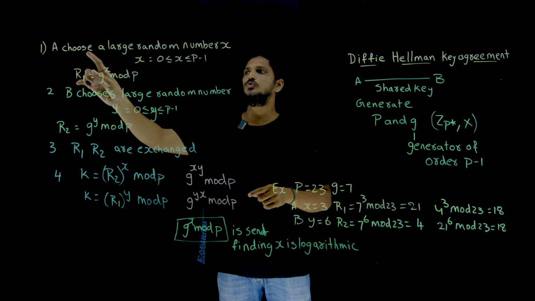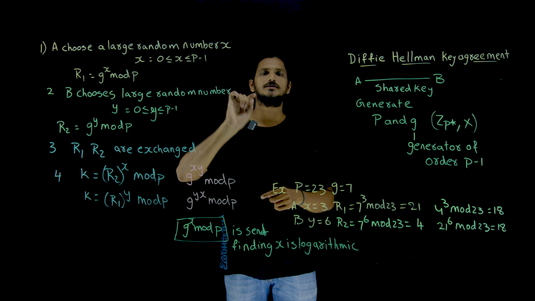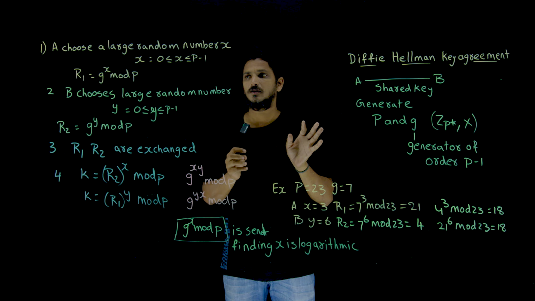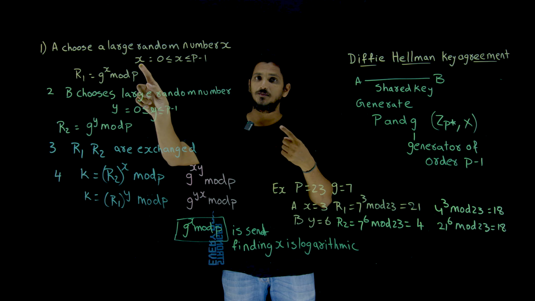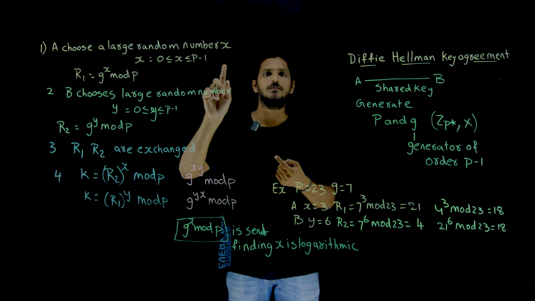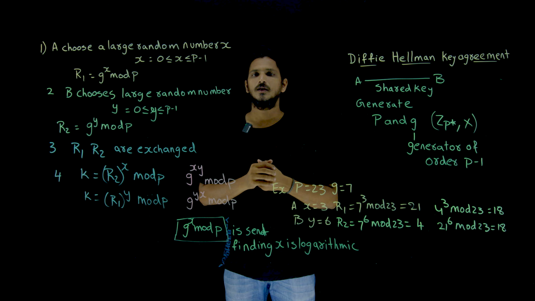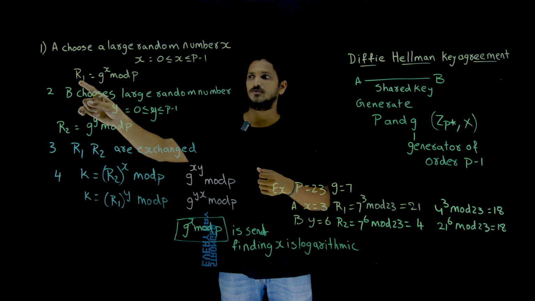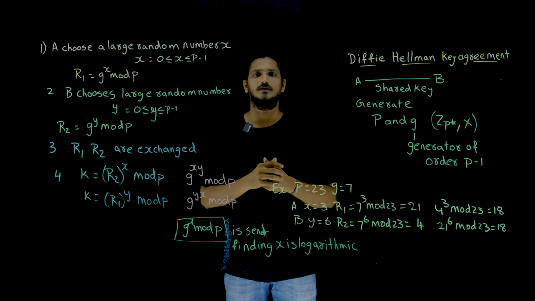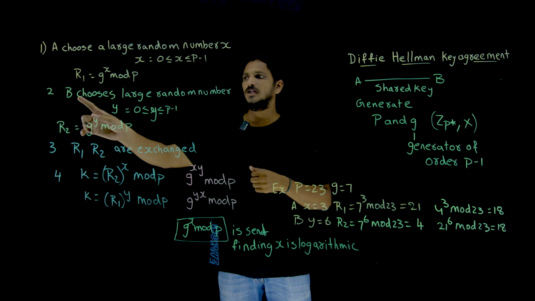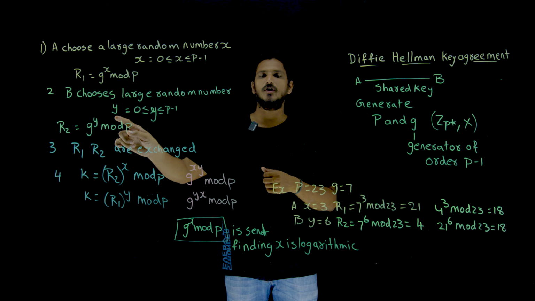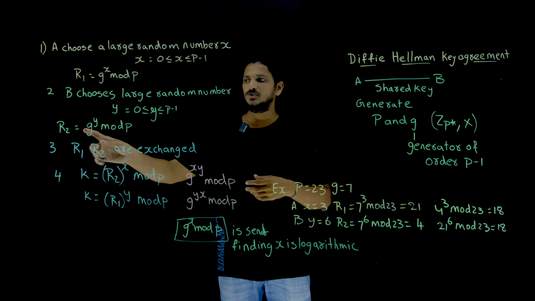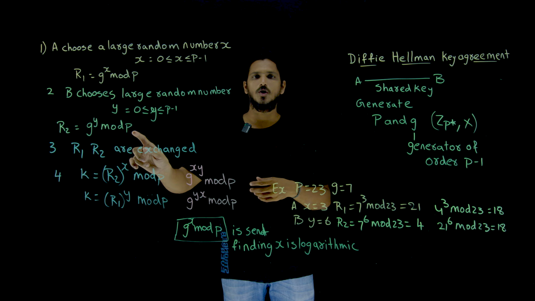Now what happens? System A chooses a large random number X, which is generated by A and is not given to any other person. X should be a random number between 0 and P minus 1. Using this X, R1 is generated by A. R1 means G power X mod P. Similarly, B chooses a large random number Y between 0 and P minus 1, and B generates R2, which is G power Y mod P.